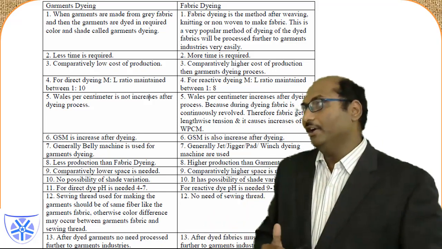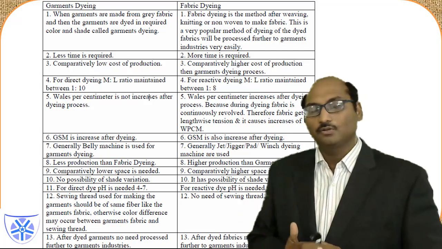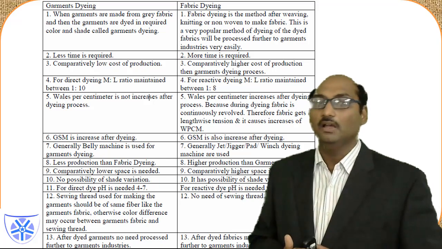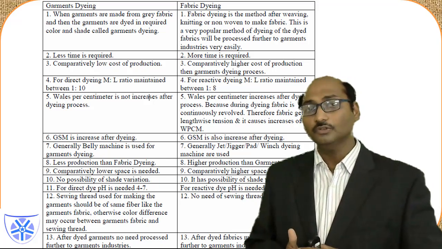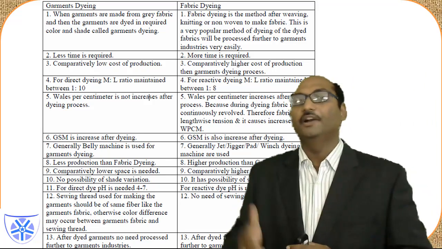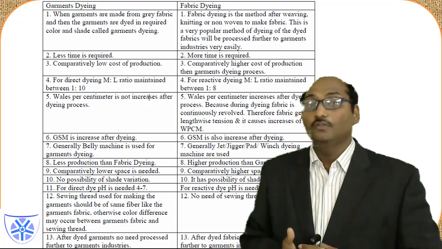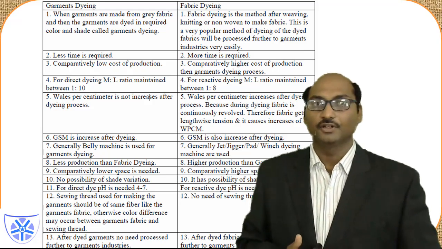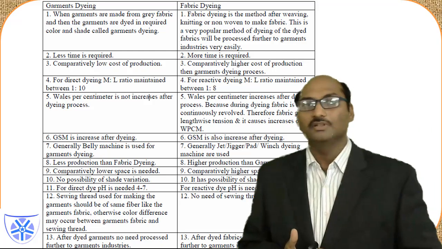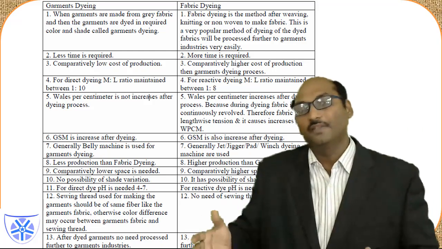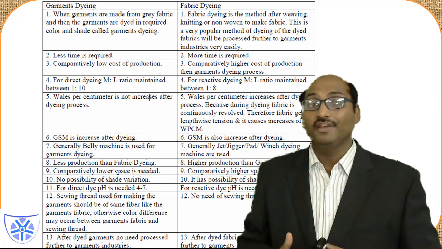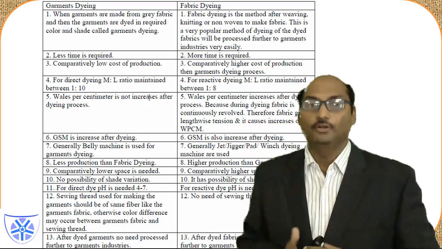But for garment dyeing, only small machinery is required. So the space required for garment dyeing is much less than for fabric dyeing. Within the lot, say 20 kg or 100 kg, whatever it is, there is no possibility of shade variation in garment dyeing. But in fabric dyeing, within the fabric also, from one end to the other end, or within the fabric roll, from the first meter to the last meter, shade variations can be found.